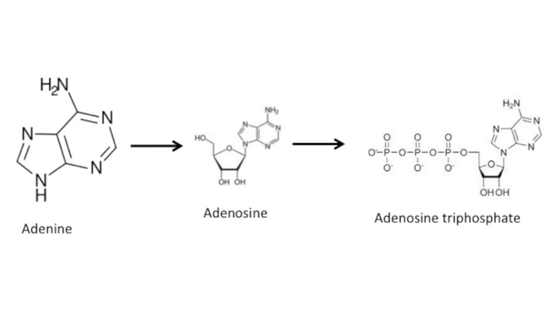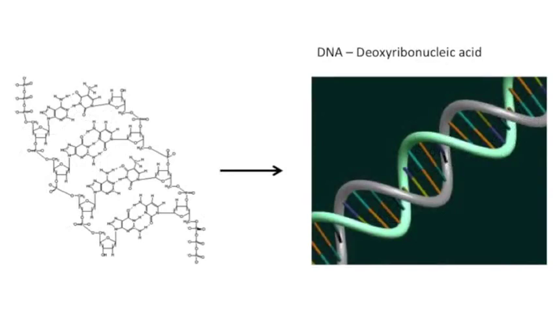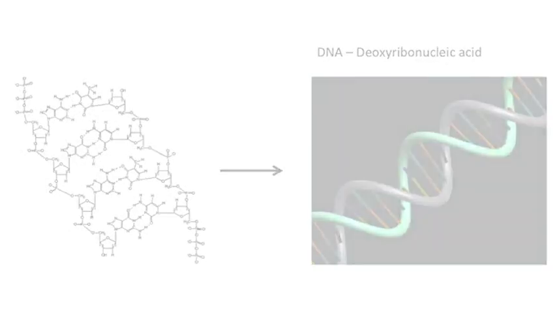We can take adenosine and we can add phosphorus atoms to it and oxygen atoms, these phosphate molecules, as they're called, phosphate groups, and we end up with this molecule called adenosine triphosphate. If we take adenosine triphosphate and we string it together with a variety of other molecules, it forms a component of deoxyribonucleic acid, DNA, the information storage molecule of life.